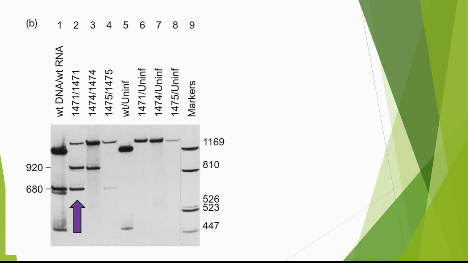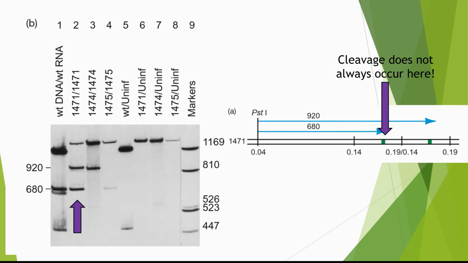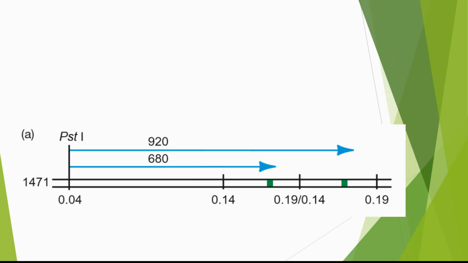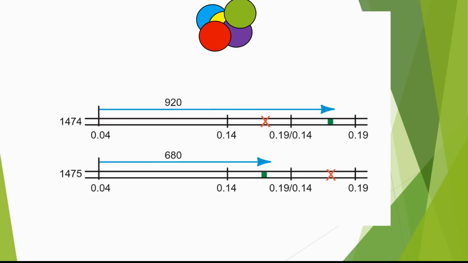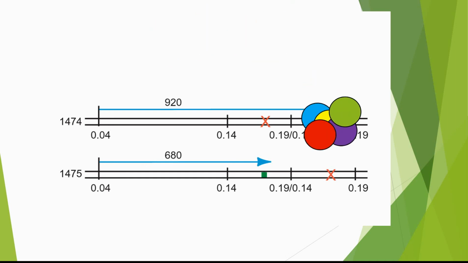Looking at lane 2, we see that cleavage does not always occur at the first poly-A signal. This is reasonable to assume, since we're talking about protein machinery attaching to the RNA and cleaving it, so it would make sense that these sites are utilized equally by the free-floating protein that will randomly bind to either site. When we knock out either of the 2 poly-A signals in lanes 3 and 4, we get the size fragment corresponding to what we would expect.